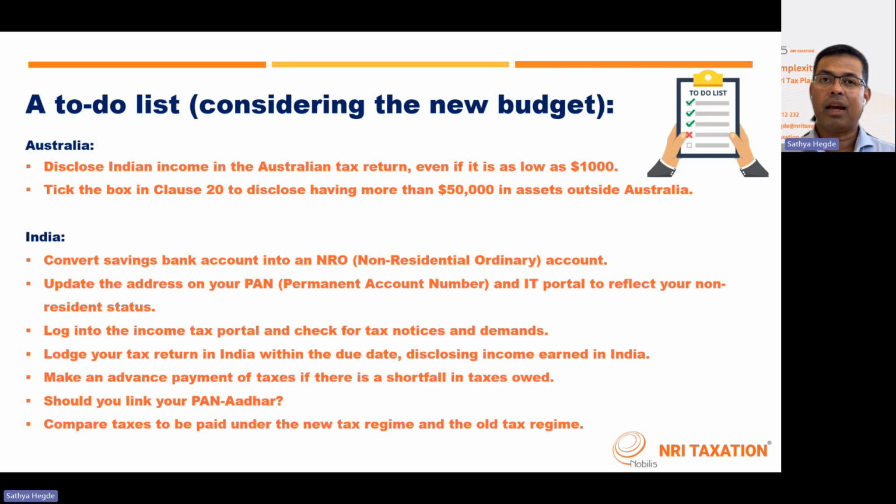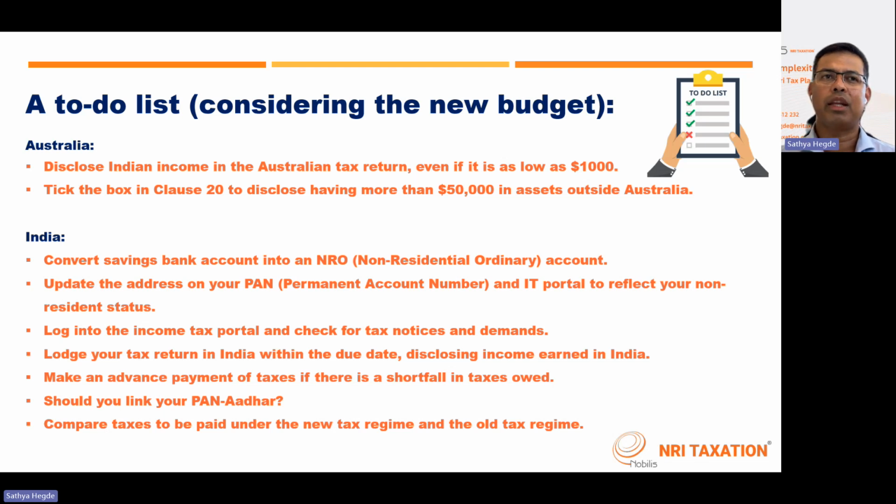Here is a takeaway and to-do list, a very practical list for you. What do you need to do in Australia? Disclose all your Indian income in your Australian tax return, even though it is below the taxable limit in India. So even if it is $1,000 income in India, that needs to be added to your Australian tax return, because you can't claim basic exemptions in two different countries. So we are claiming the basic exemption here, so you can't claim basic exemptions there.